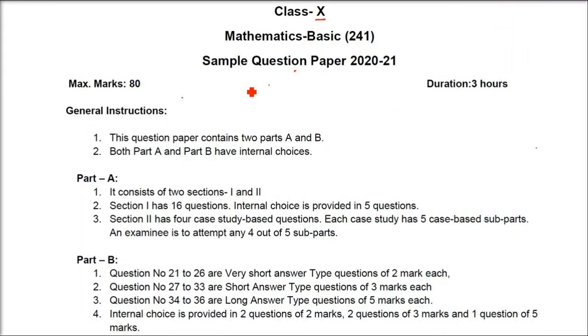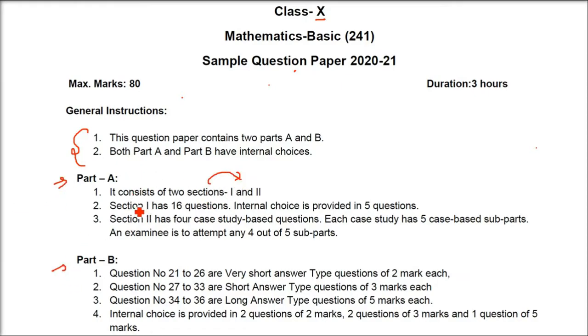This is class 10th Mathematics Basic. This is a sample question paper which is released by CBSE. It is a 3-hour paper, and the maximum marks is 80. There are different sections here. So part A, part B, and since we have two parts, both parts have internal choices.